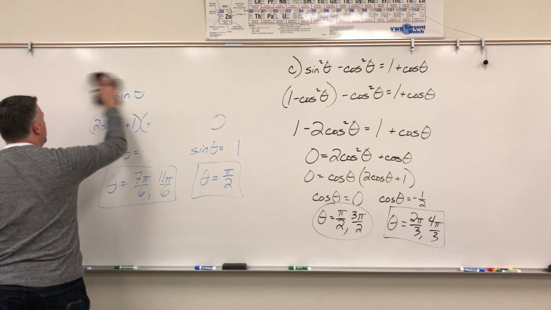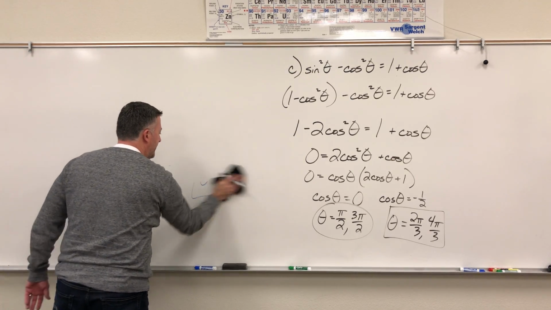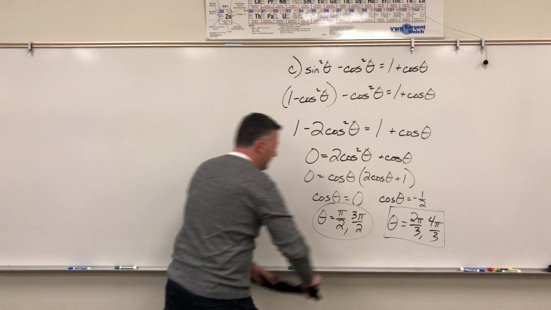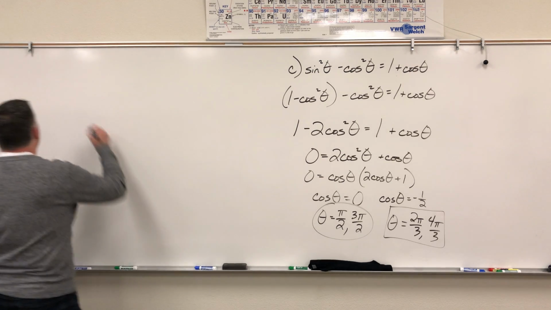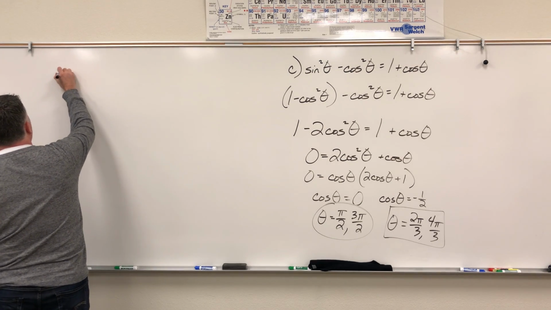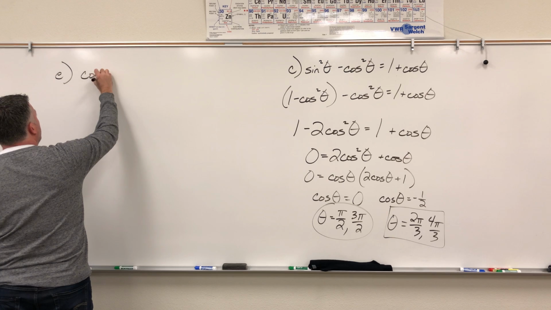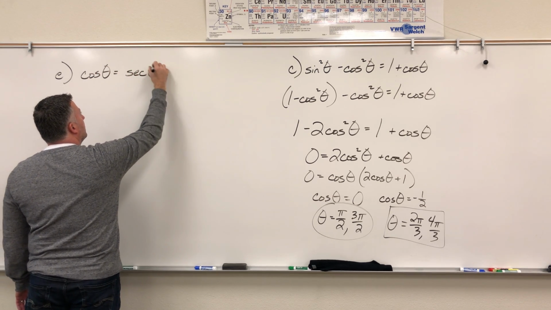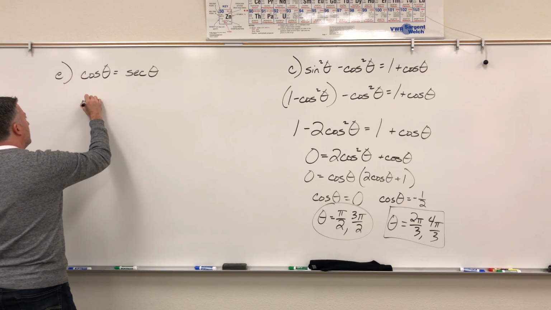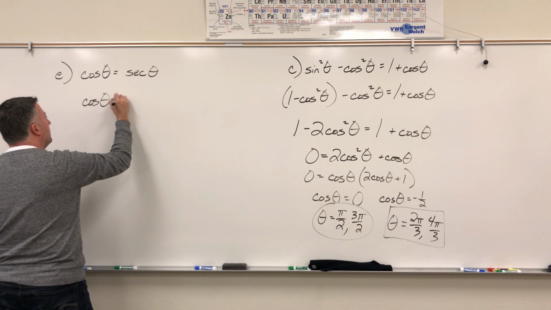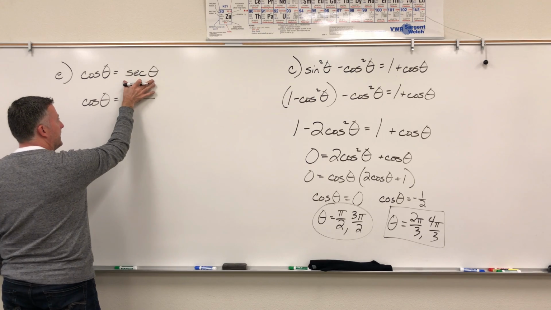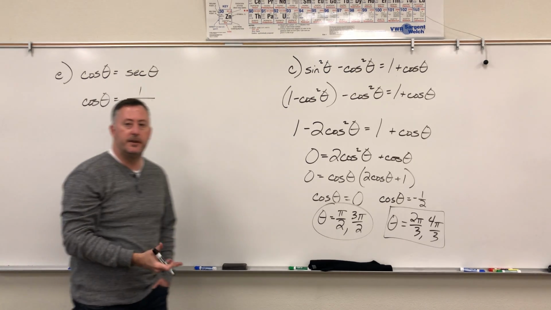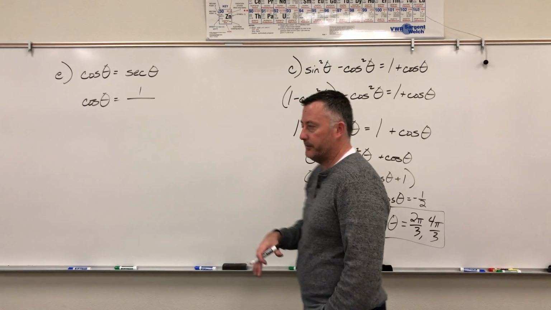So I wanted to do one other problem from this set, and that was example E, just because it's a little bit different. So that's where cosine of theta is equal to secant of theta. So we're going to start by changing secant into cosine. In order to do that, you're using that reciprocal identity.